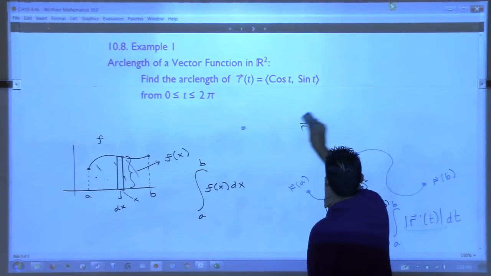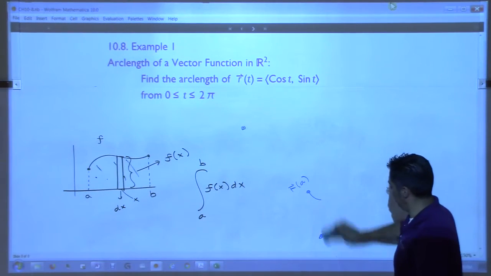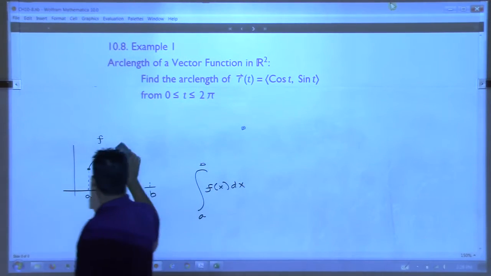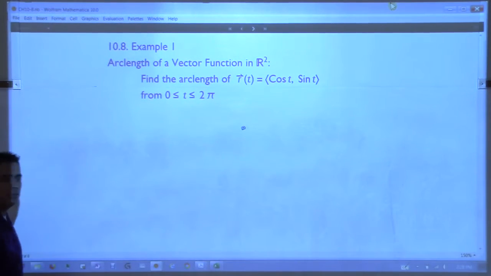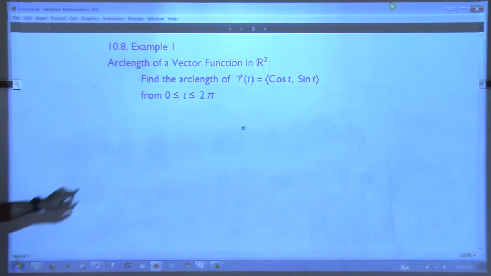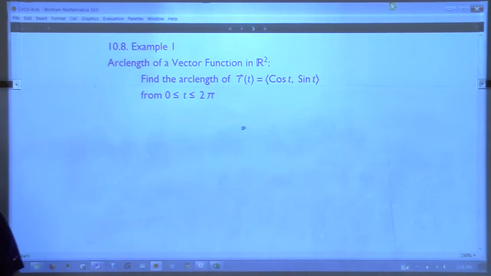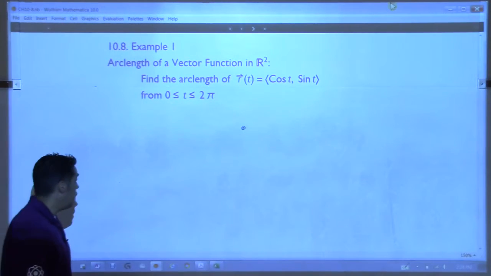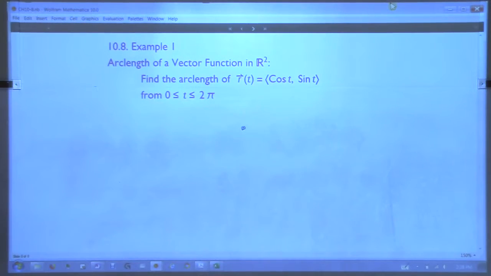Well, what should the answer to this be? The circumference of the unit circle, right? That's basically r of t there, it just draws a unit circle, as long as t is between 0 and 2 pi. We want that arc length. We know it should just be the circumference, which is 2 pi r, but it's a unit circle, so 2 pi should be our answer. So let's just verify it. All right.